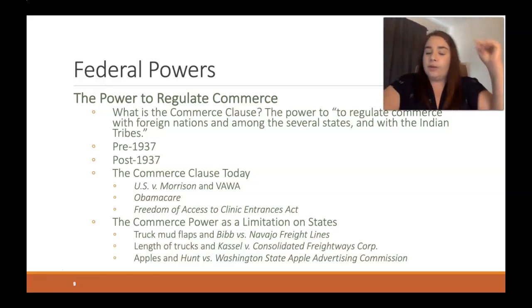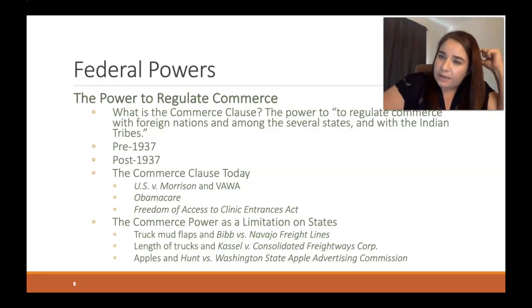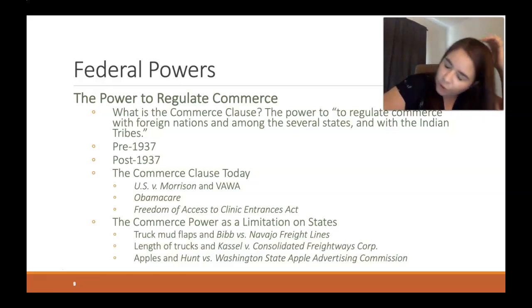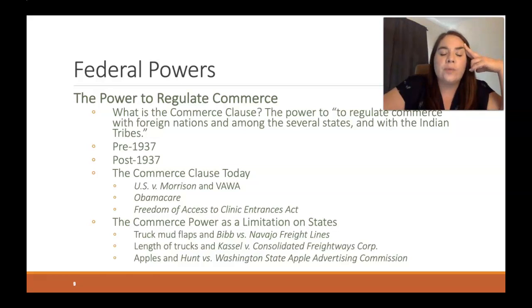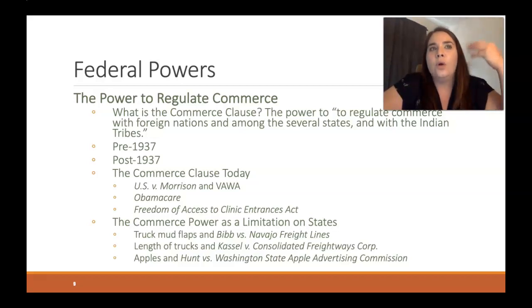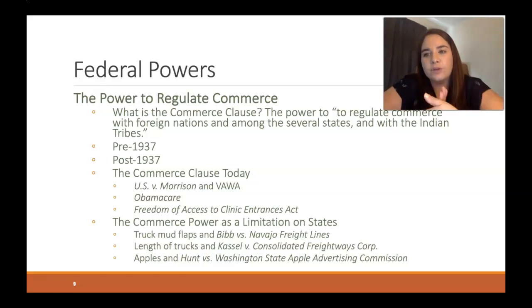And then you look at the Freedom of Access to Clinic Entrances Act. This is one where Congress tried to justify precluding people from picketing outside of abortion clinics through its power to regulate interstate commerce, because women who were forced to have children that they didn't want or couldn't care for was a drain on commerce amongst the several states. That also did not work, for clarity.